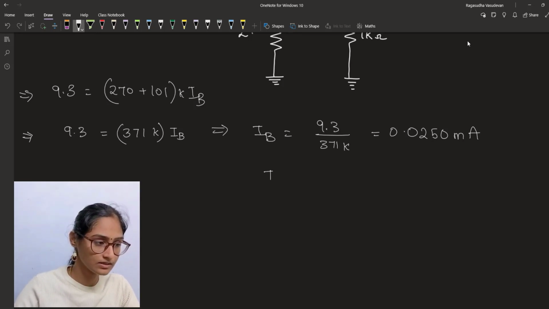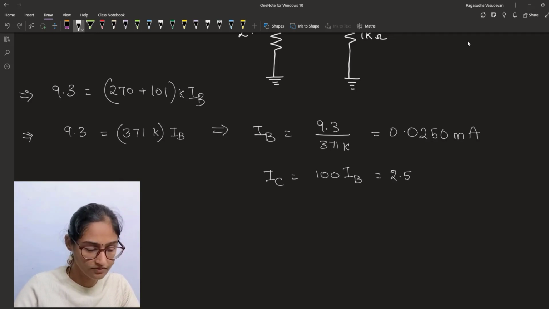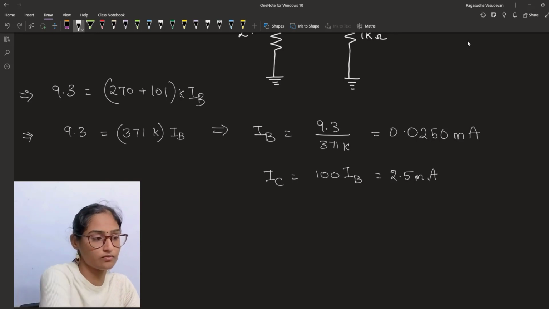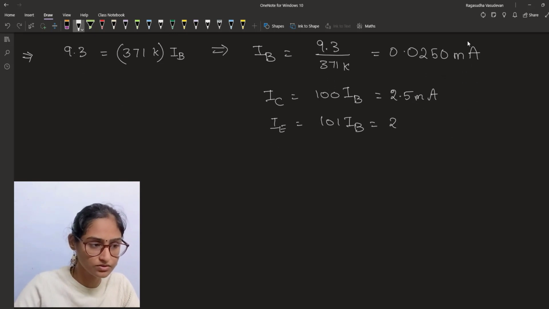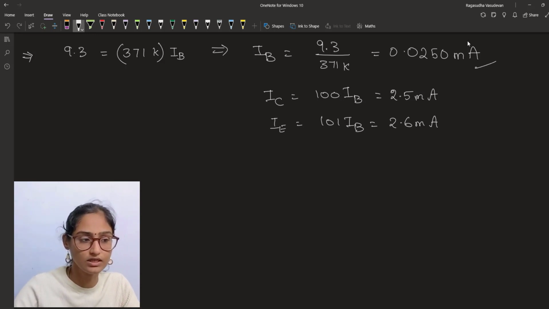What is IC? IC will be 100 IB, which is equal to 2.5 milliampere. And what is IE? IE is equal to 100 plus 1, 101 IB, which will be something close to 2.6 milliampere. Okay, so now we have found out all these three currents of this transistor. Let's find out the junction voltages.